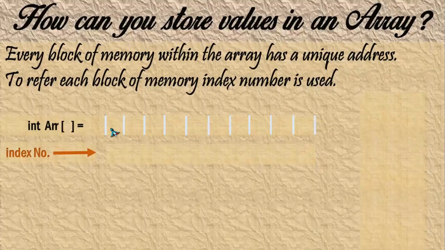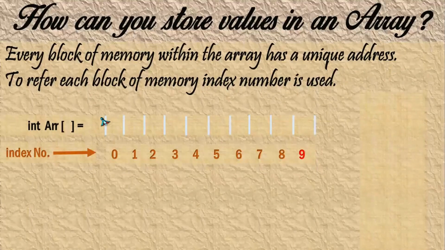The index number will always start from 0. First block will have index number 0, then the second block will have index number 1, third will have 2, and so on, like that we will have up to 9. So if we have an array of 10 in size, the last index number will be 9. So that is 1 lesser than the array length. Now how do we store the value in that particular block?